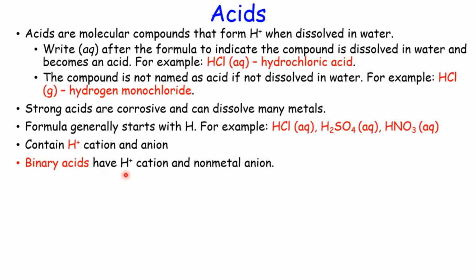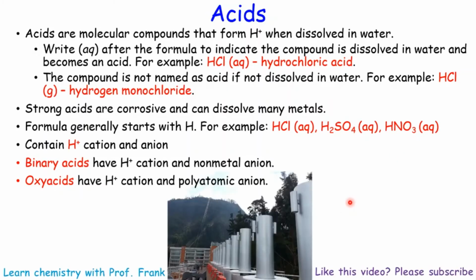A binary acid has a hydrogen ion cation and a nonmetal anion. Let's say hydrochloric acid. You see right here, that's just a binary acid. Okay, it has a cation, which is H+, and then a nonmetal ion, in this case chloride. But the oxyacids have H+ as the cation, but then the anion is a polyatomic anion, like SO4 sulfate, NO3 nitrate, and so on and so forth.